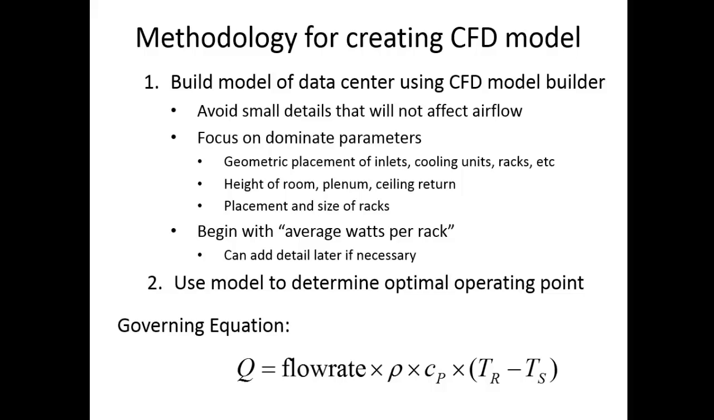So the methodology we use for creating a CFD model is to build it using specifications, usually drawings or photographs. Avoid small details, because what you want to do is capture the big denominator, the big parameters, the dominant parameters. So little things don't matter that much. For example, underfloor obstruction: if it's not 30% of the cross-sectional area of the underfloor, you can generally ignore it. Focus on the big things first.